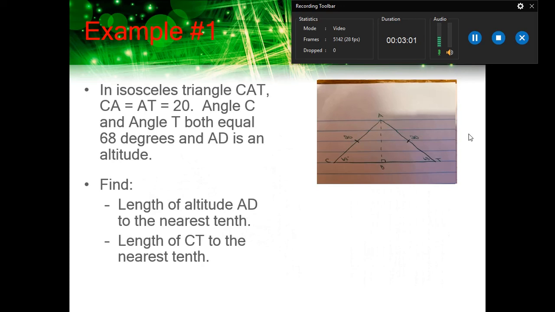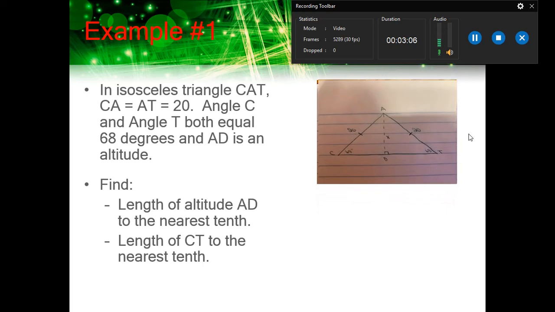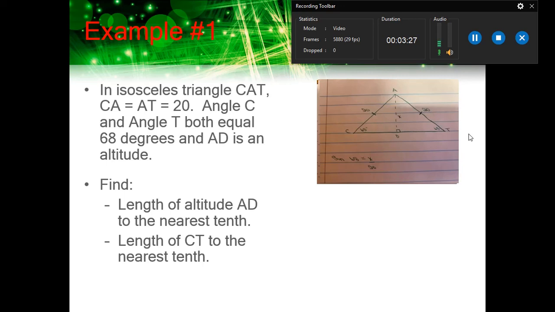From here, we have to find the length of altitude AD to the nearest tenth. So I'm going to assign my variable X for my altitude AD. Based on the information I have, the left side and the right side are exactly the same right triangle. So if you're working from acute angle 68 degrees, X is your opposite side and 20 is your hypotenuse. So that's going to tell me to use the sine ratio. So we have sine of 68 equals opposite X over hypotenuse 20. Make sure your calculator is in degree mode before you get started.